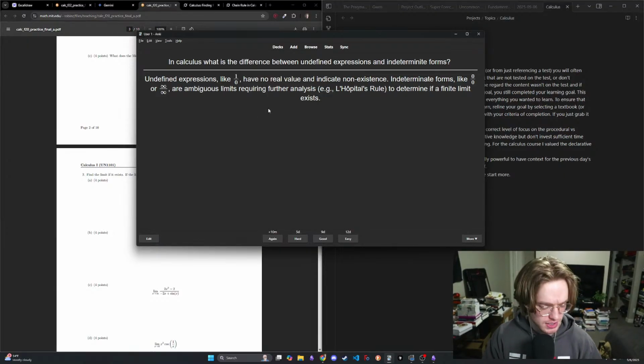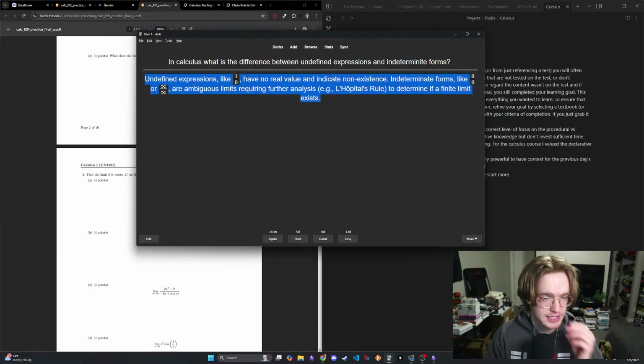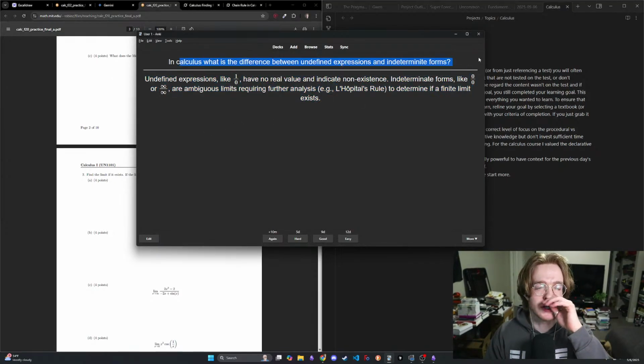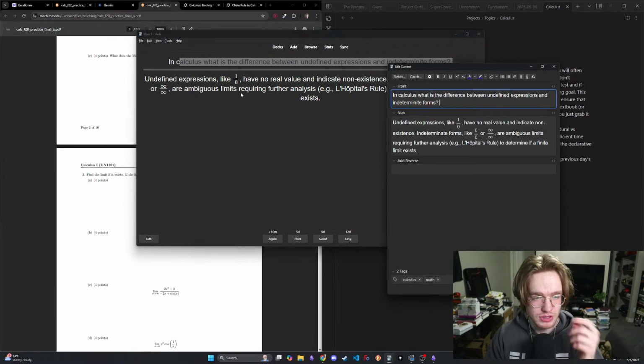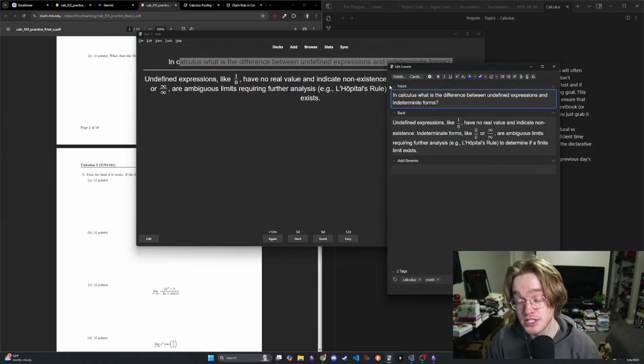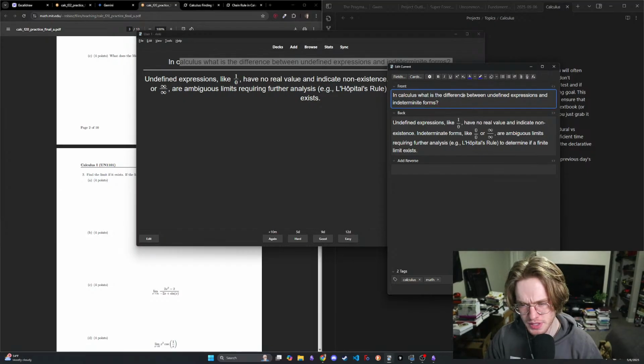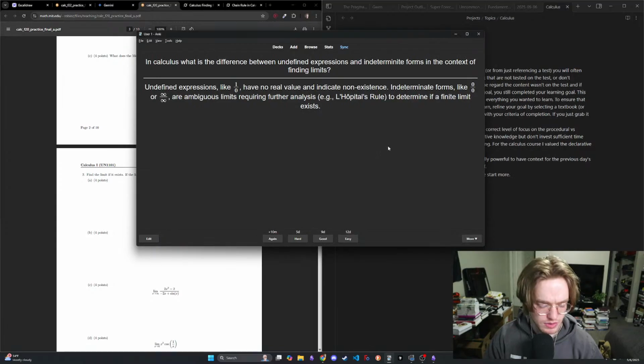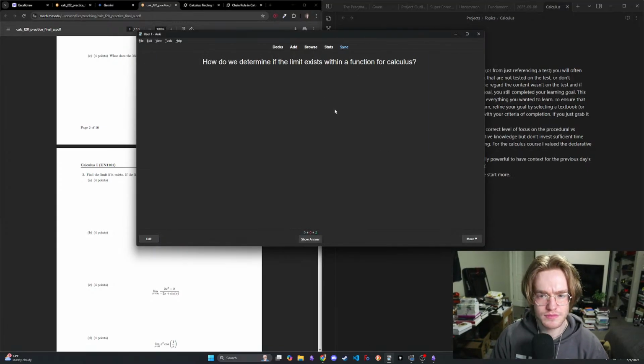Okay, so this answer is about the limit, but this question is not about the limit. But I do like the question in terms of a limit, because we're going to be talking about indeterminate forms in terms of limits, typically. I at least assume that from my exposure to it thus far. What's the difference between them in the context of finding limits? Perfect.